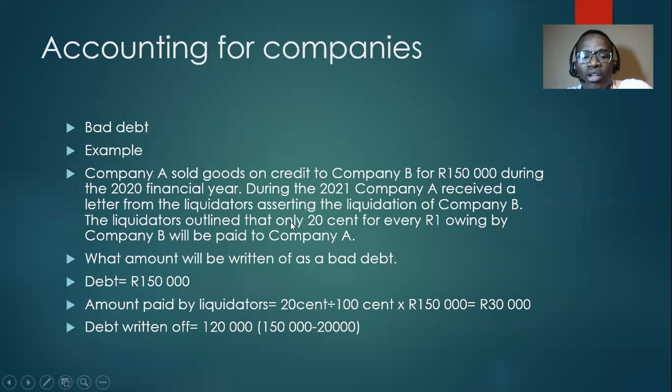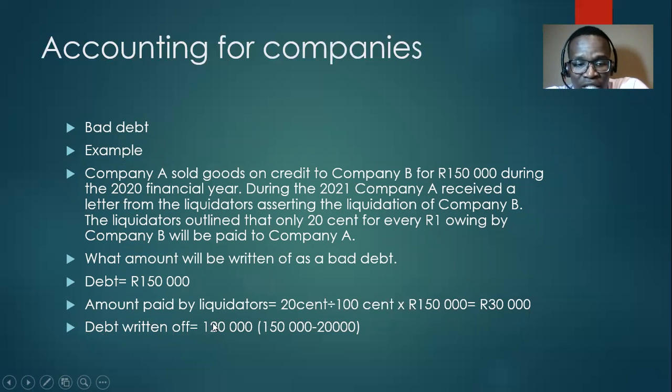Then here we are told that the liquidators come to company A and say, hey, company B is unable to pay you. So for every 1 rand that company B owes you, we are going to pay you 20 cents, right? Then you are asked what amount will be written off as bad debt. Remember the debt was 150,000. We are told that liquidators are going to give 20 cents for every 1 rand. 1 rand is how many cents? 100 cents. Apples and apples. So it's going to be 20 cents divided by 100 cents times 150,000, because company B owes 150,000. Then it means company A will receive only 30,000, right?